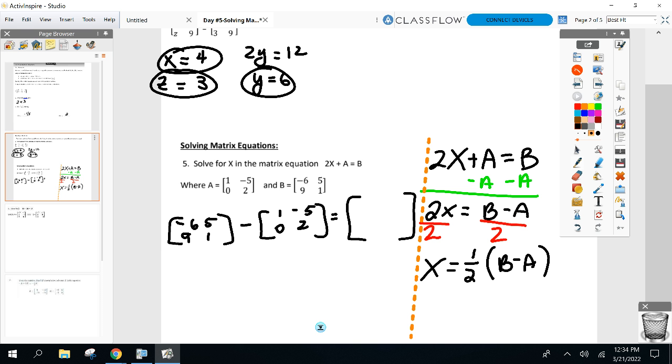So here we go. -6 minus 1, -7, 9 minus 0. Double negative coming up here, 5 minus a -5. And 1 minus 2. So there's B minus A. Now to find matrix X, multiply it by 1/2.